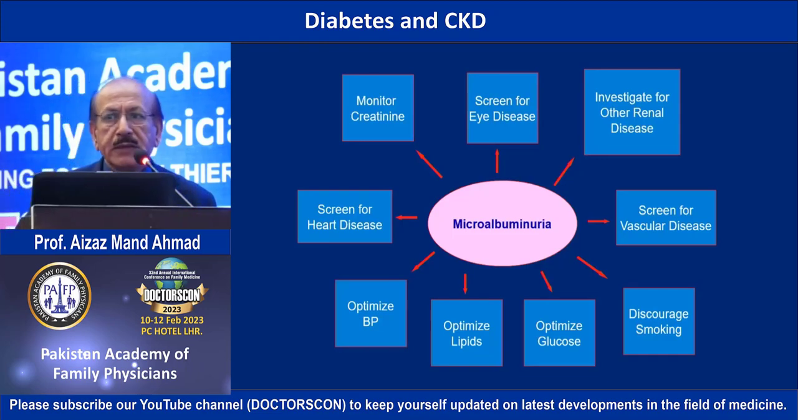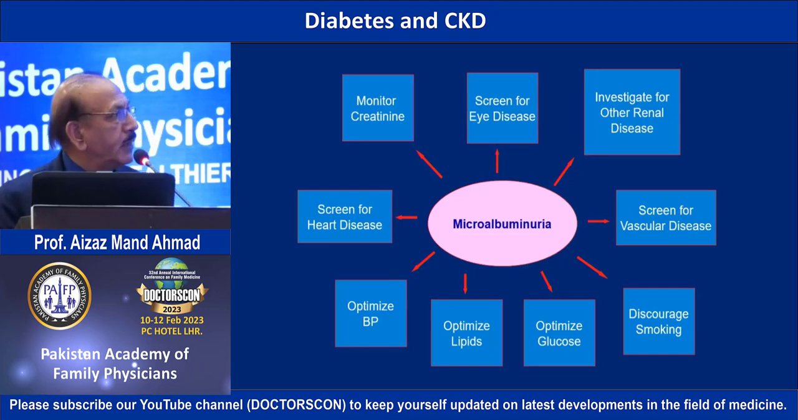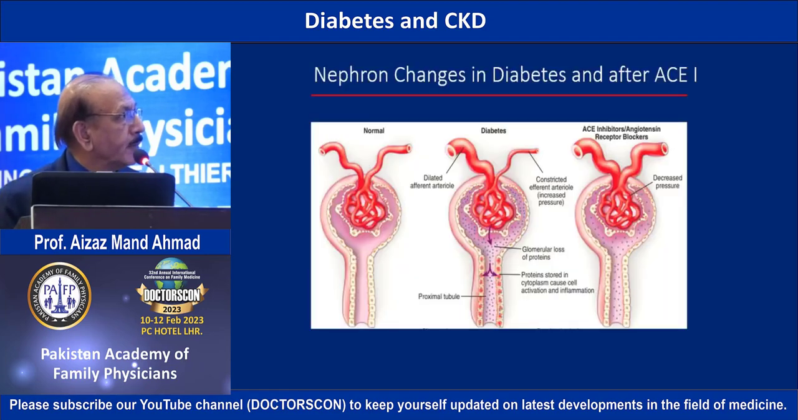But the important thing is that the microalbuminuria stage, as we said, indicates endothelial dysfunction. We need to look for eye disease, monitor the creatinine, search for heart disease, optimize blood pressure, optimize lipids and glucose, discourage smoking, screen for vascular disease, and investigate for other renal diseases which could be responsible for this.